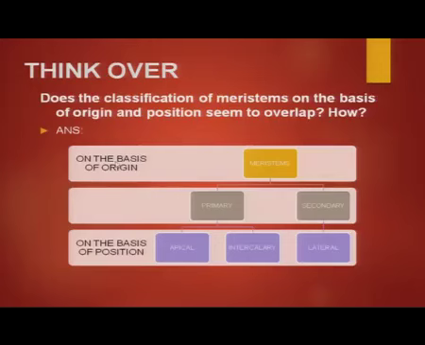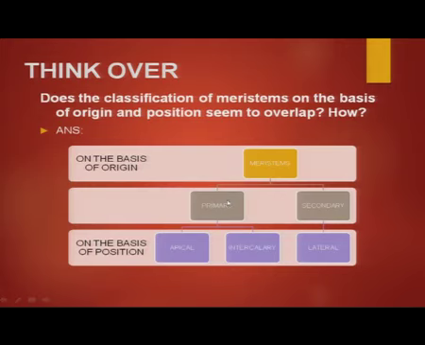You had studied a few names like primary meristem, secondary meristem, apical meristem, lateral meristem, and so on. So, did you not find that these nomenclatures are overlapping? Of course, they are. Let us see how. When we classify the meristems on the basis of origin, we classify them as primary and secondary. Primary one is the one which is developed earlier, and the derivatives of primary meristem give rise to secondary meristem later in the life cycle of the plant. So, on the basis of origin, we have primary and secondary meristems.